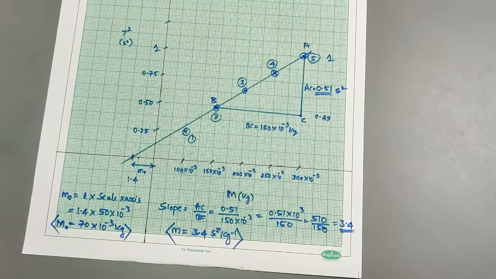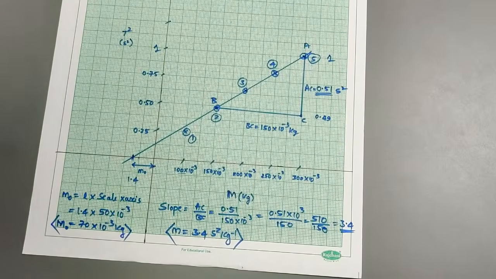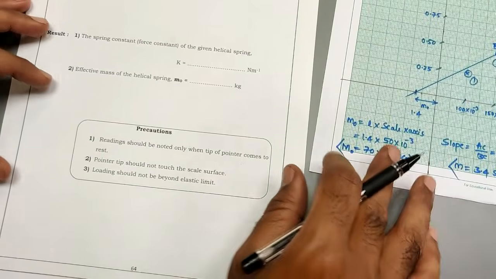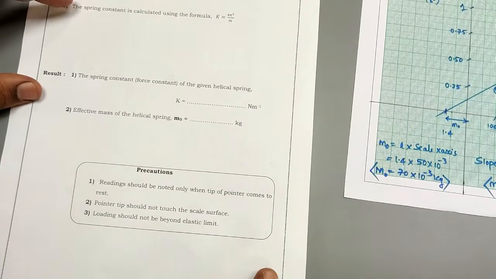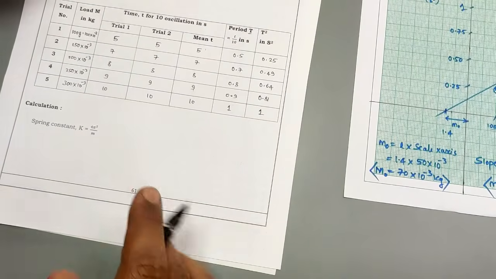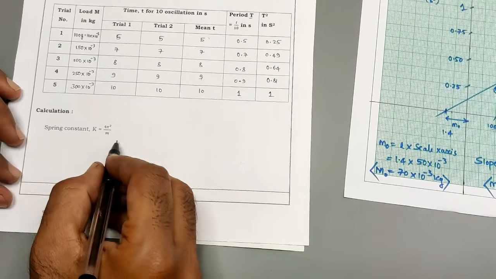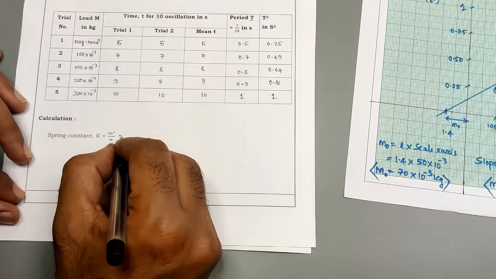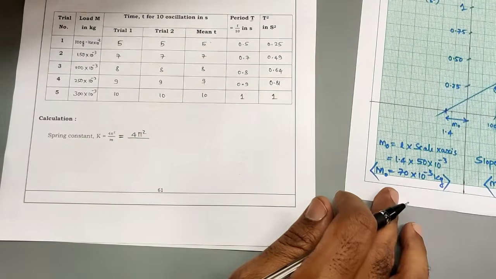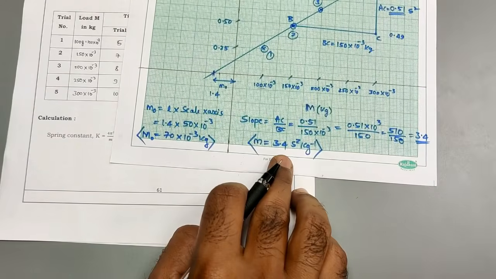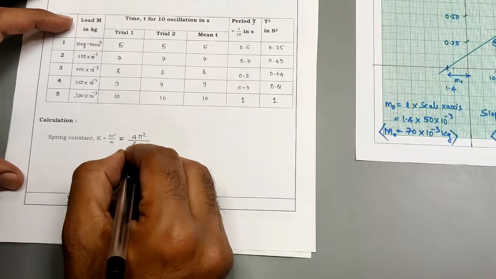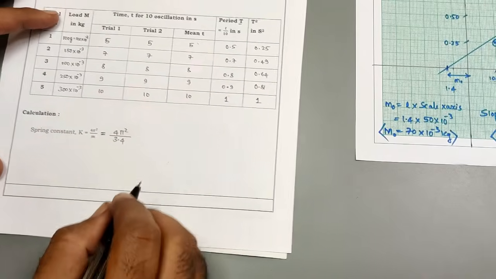Okay, now we'll go for the chart and we'll calculate the spring constant now. See how to calculate the spring constant. How should we calculate the spring constant? The formula is 4 pi square divided by m. To calculate the spring constant, right? So I will write it here, 4 pi square. How much is the slope? How much slope have we got? 3.4 second square per kg slope, correct? So I will write it as 3.4, correct?